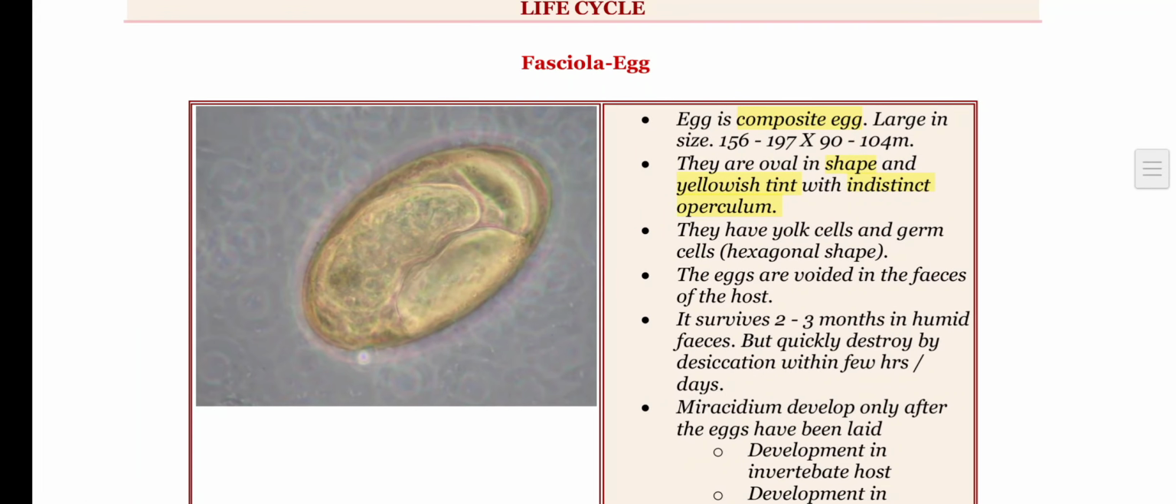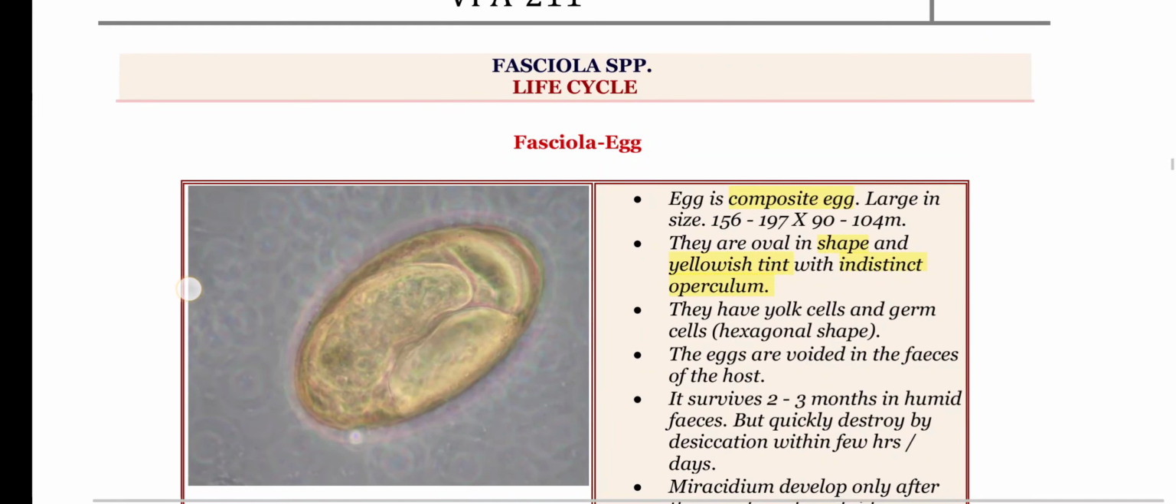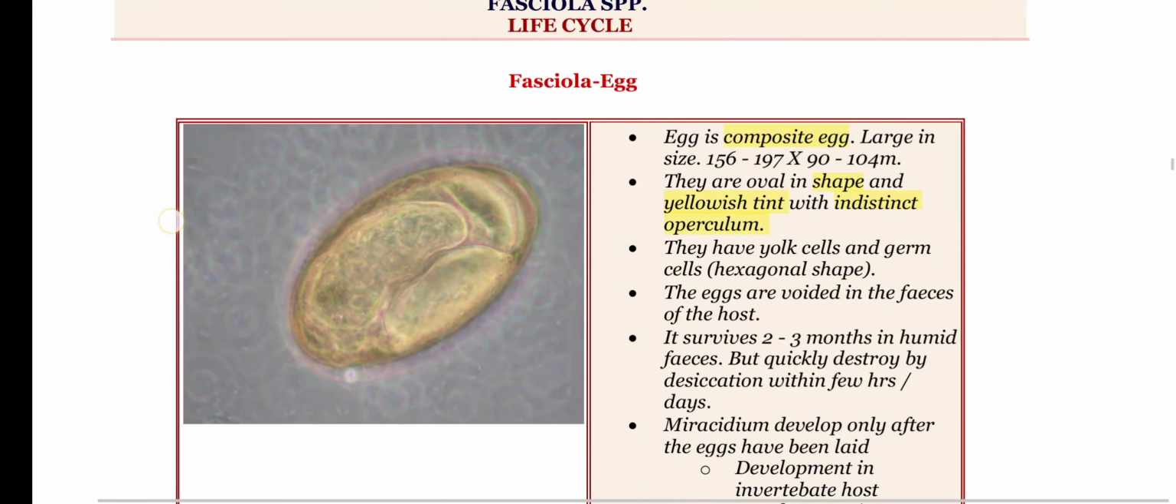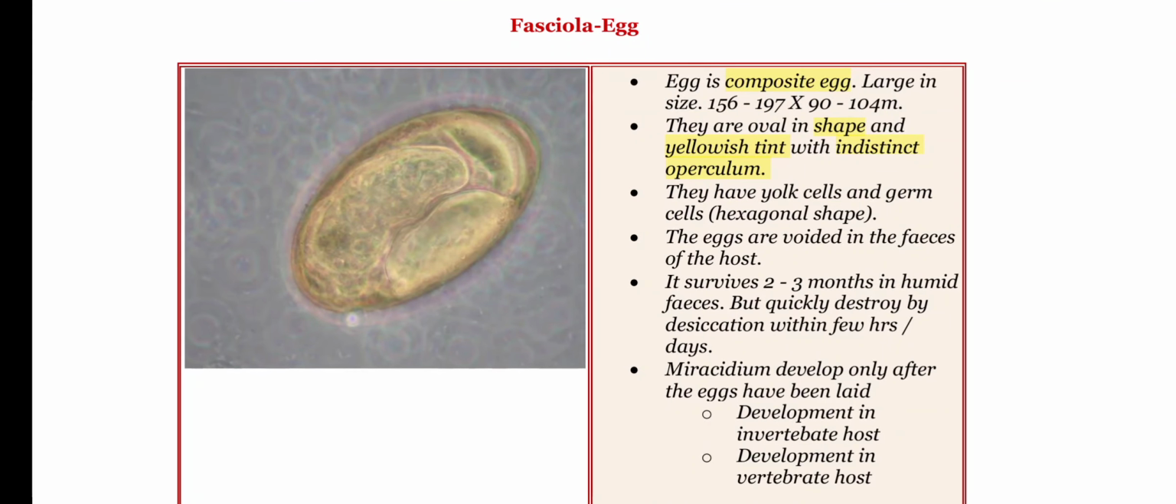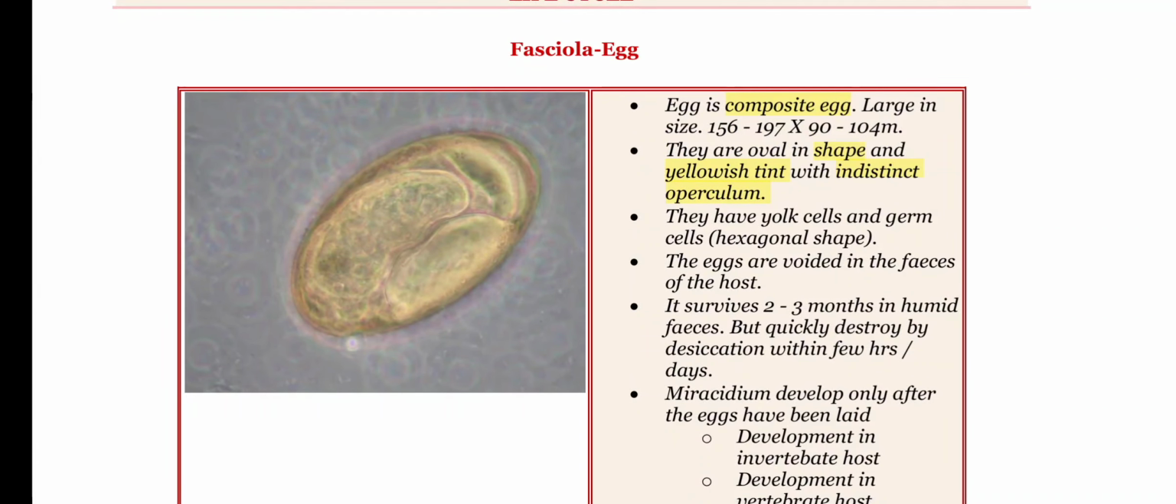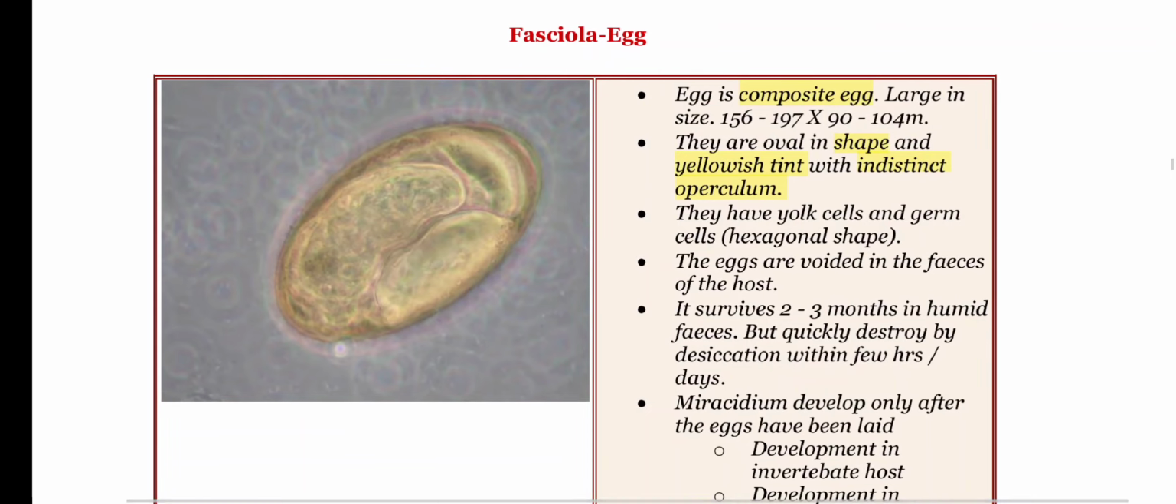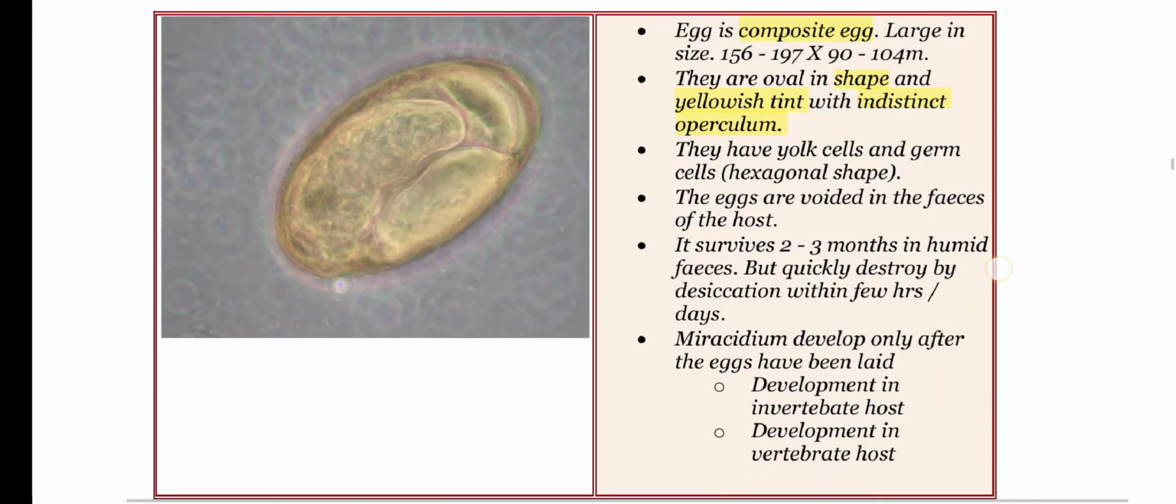Now let us look at the characteristics of the egg of the Fasciola, which is a composite egg and oval in shape with a yellowish tint with an indistinct operculum. And we need to differentiate this egg from Paramphistomum, where the egg is transparent with a distinct operculum. But in case of Fasciola, the egg has an indistinct operculum with a yellowish tint.